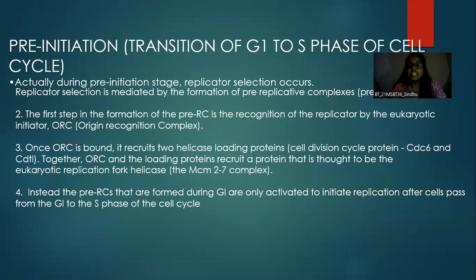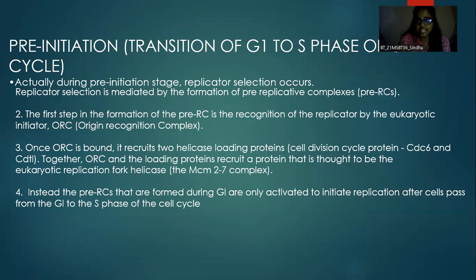Next, we have pre-initiation. What happens before the replication process starts? Before the replication process starts, there's a transition from the G1 to the S phase of the cell cycle. During the pre-initiation stage, replicator selection occurs. Replicator selection is mediated by formation of pre-replicative complexes, which are called pre-RCs. The first step in the formation of pre-replicative complexes is recognition of the replicator by the eukaryotic initiator, that is the ORC complex. ORC is the origin recognition complex.